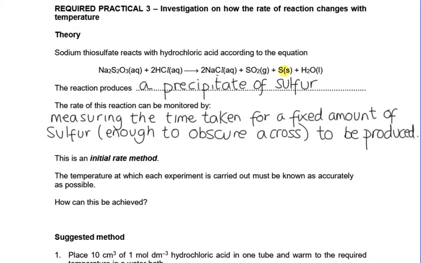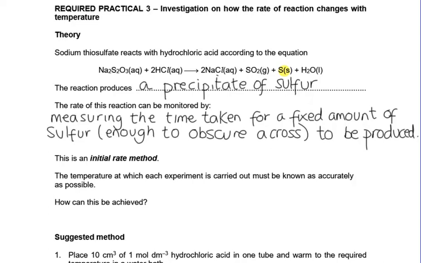And we measure that time on a stopwatch. This is called an initial rates method because what you're going to do is stop the stopwatch after something has happened that happens quite quickly at the start of the reaction. So some sulphur is produced, and enough sulphur to make the cross disappear, we're going to stop the stopwatch.